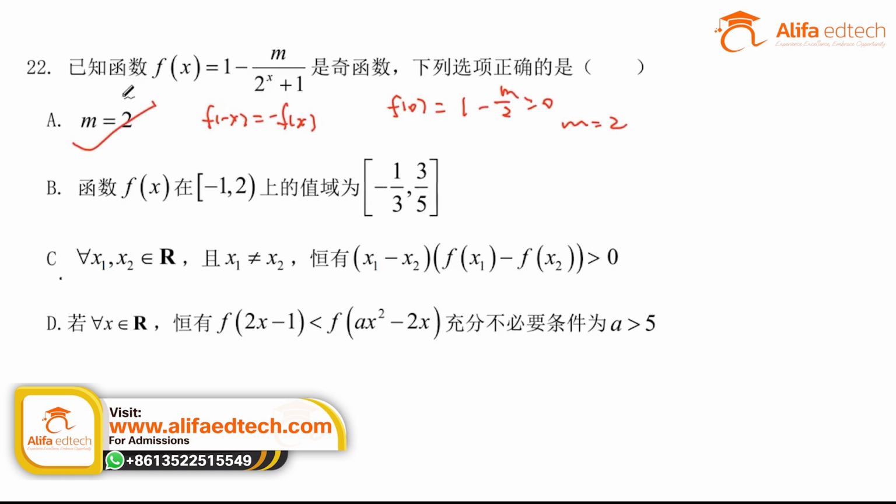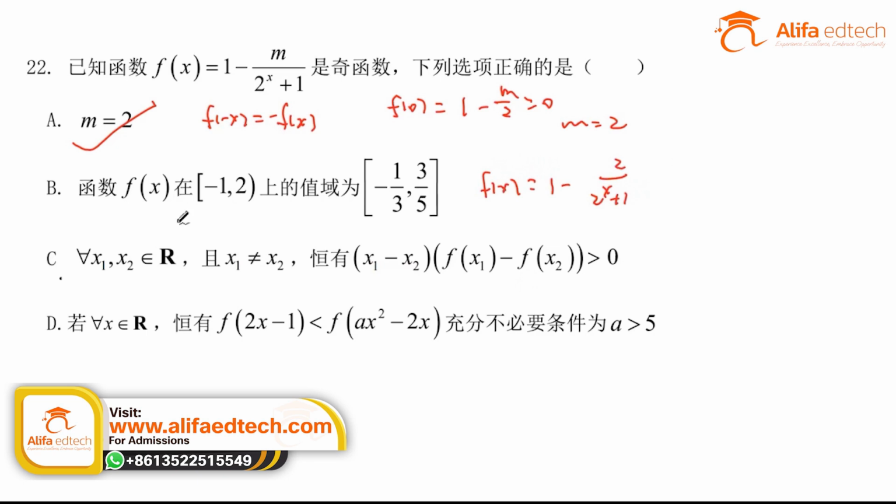Now for the second question. Let's determine the range of this function on the interval from -1 to 2. First, let's write out the expression for the function. The analytic form is 1 minus 2 to the power of x plus 1 all over 2. We can use the properties of inequalities to work through this step by step.